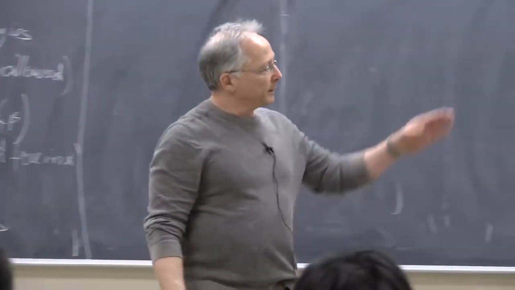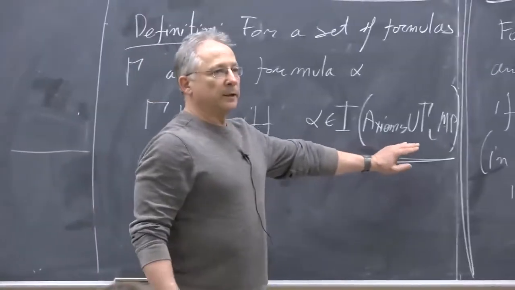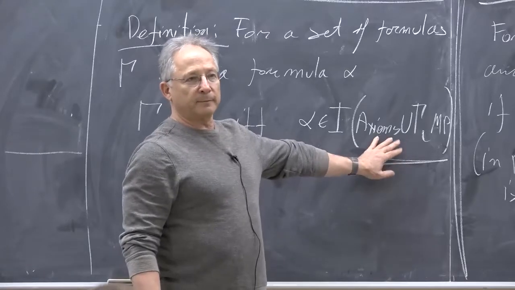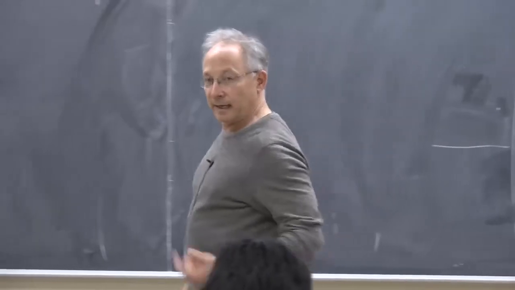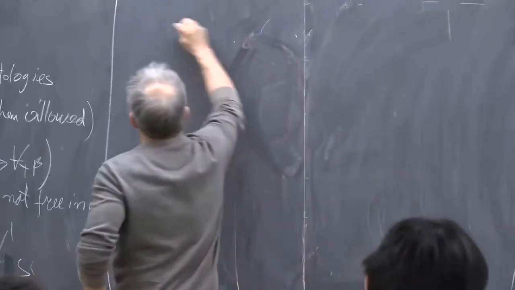Okay, so now we can get to the proof. So we want to do an induction on this structure. So what do we have to start with? Yes? The axioms, the elements of gamma. Right. The axioms are the elements of gamma. Okay, so induction basis.